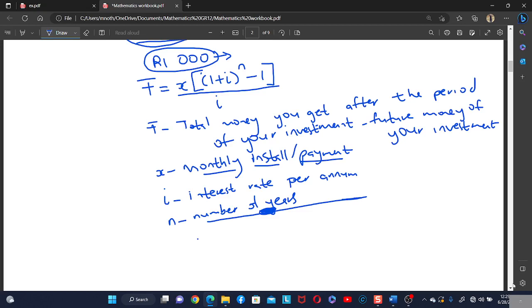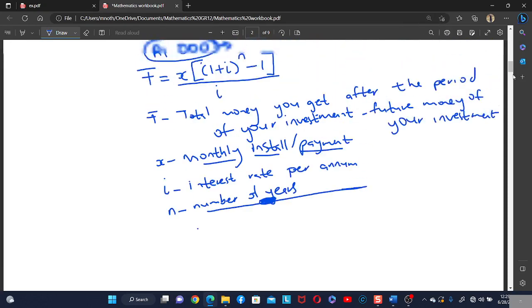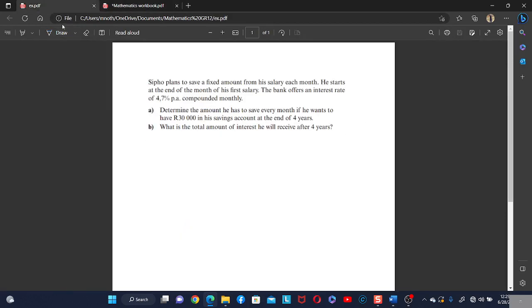Okay, so let's do an example of this. Okay. Sipho plans to save a fixed amount from his salary each month. So he wants to save the money each month. He starts at the end of the first month of his salary. The bank offers an interest rate of 4.7% per annum compounded monthly.